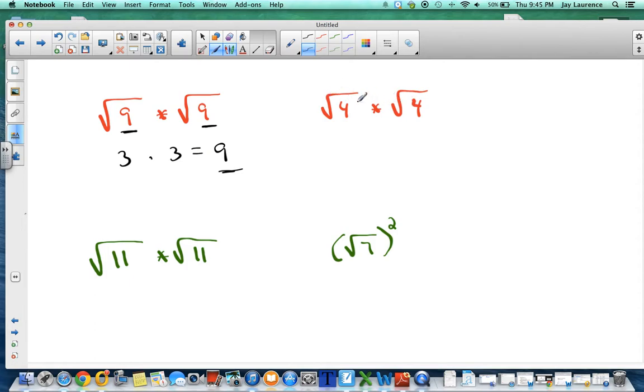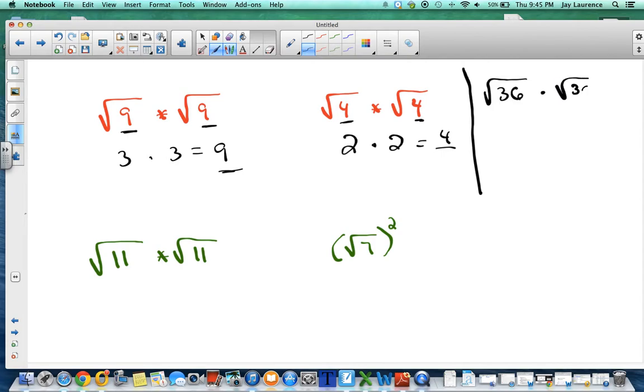I wonder if that's going to work over here. Let's take the square root of 4 and get 2, and the square root of 4 and get 2. And 2 times 2 is, I'll be darned, look at that, a 4. That's probably not a coincidence. Let's try it again. Let's do the square root of 36 times the square root of 36. The square root of 36 is 6. Of course, I'm only talking the positive square root here. And 6 times 6 is 36. It's happening too many times to be a coincidence.